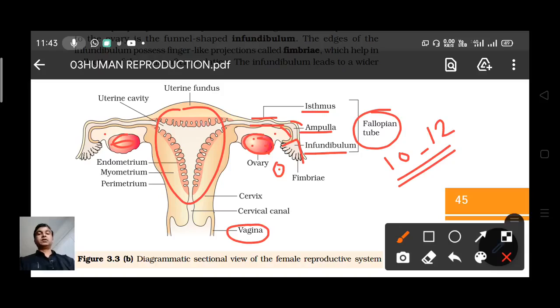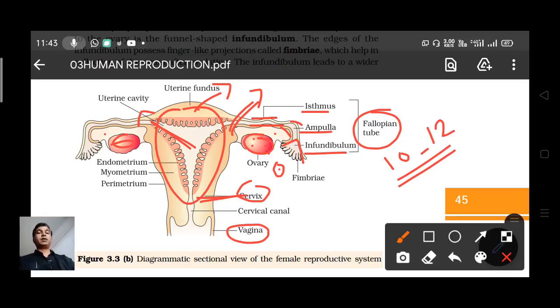The uterus is again made up of different parts. This is the fundus, this is the cornua, this is the body, and the last part is the cervix. So fundus, cornua, body and cervix. These are the major parts.